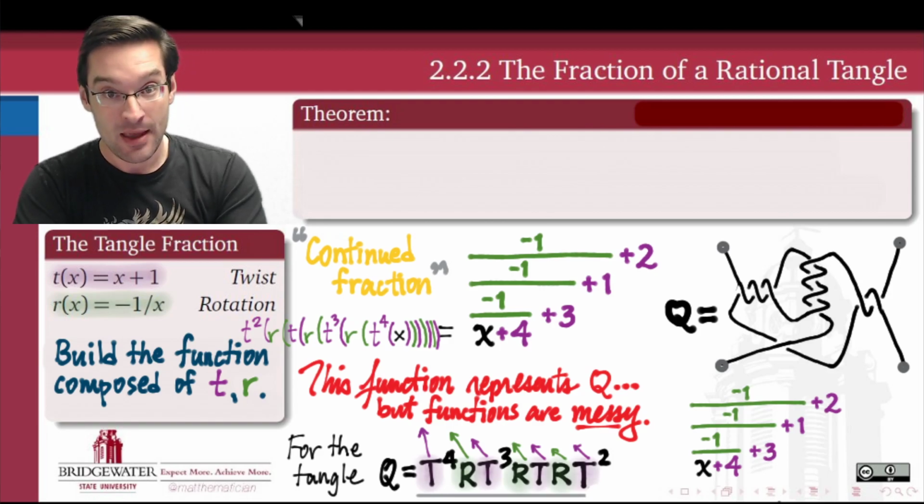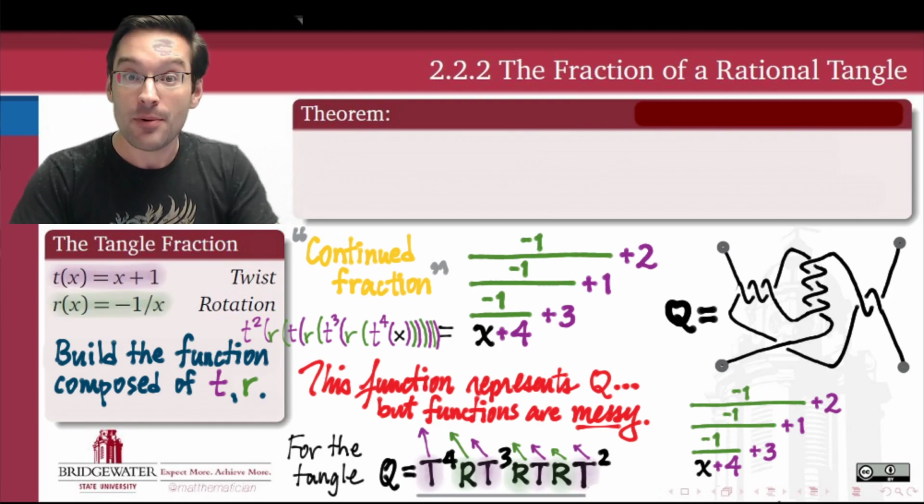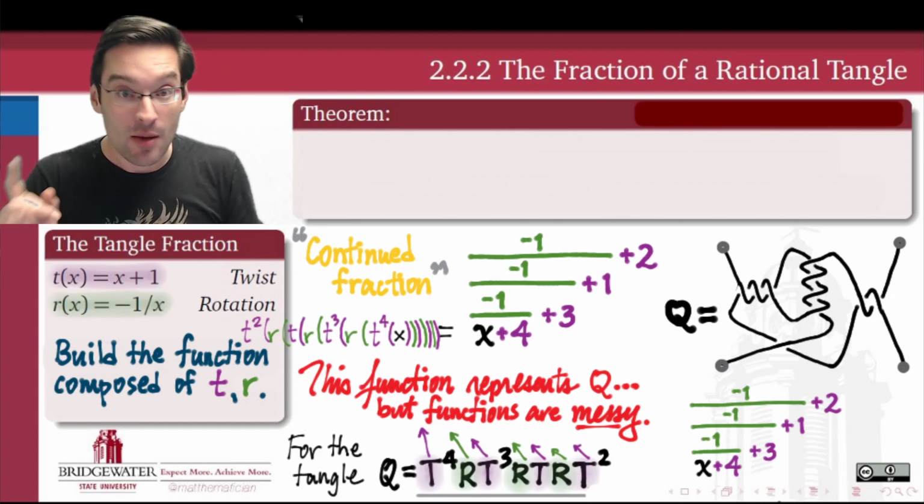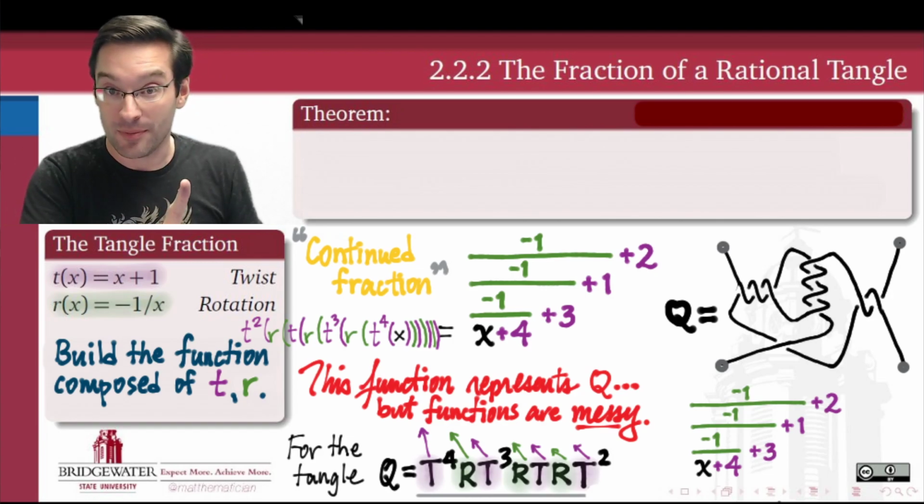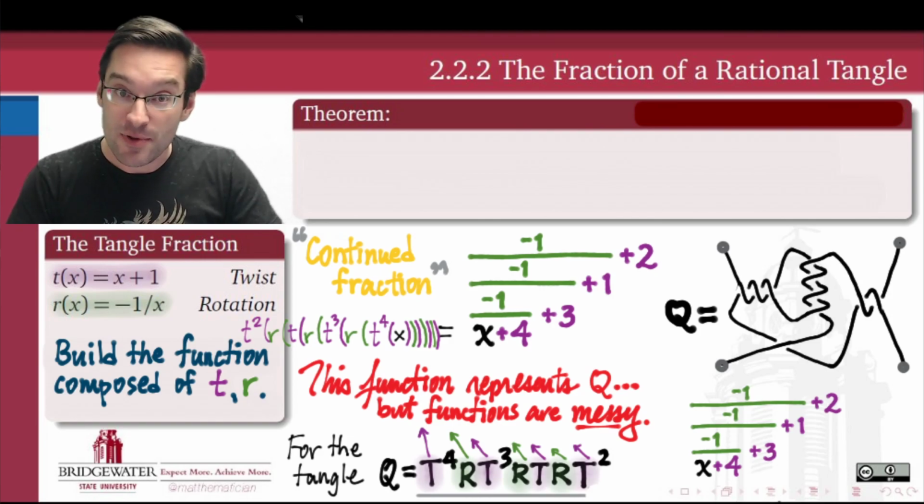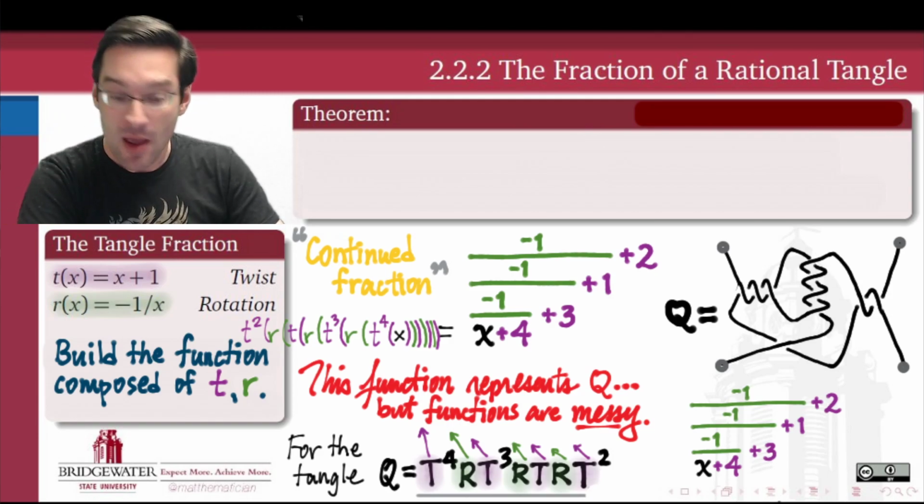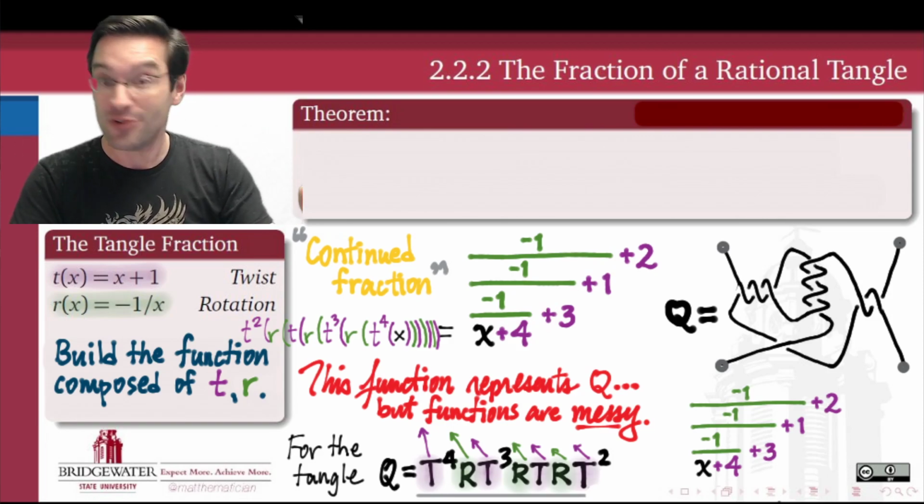Functions are messy. And so what we'd like to do, if we can get away with doing it, is use not a whole function to represent a rational tangle, but a single rational number. And in fact, the fact that we can do this is what gives rational tangles their name. They're called rational tangles because, in fact, we can represent them with a single rational number. But a priori, it looks like we need an entire function from the rationals to the rationals to do it.